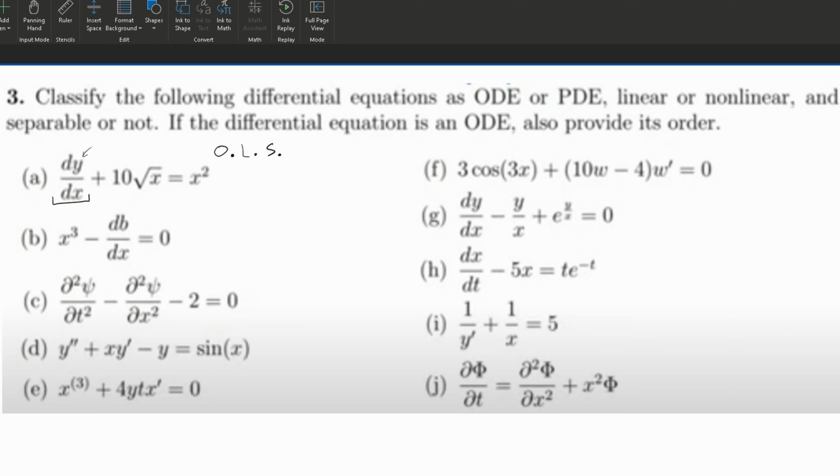For our order, since it is an ODE, what is it? Well, we only look at this one right here. It is an order of 1. So order is just 1. Now, let's look at B.